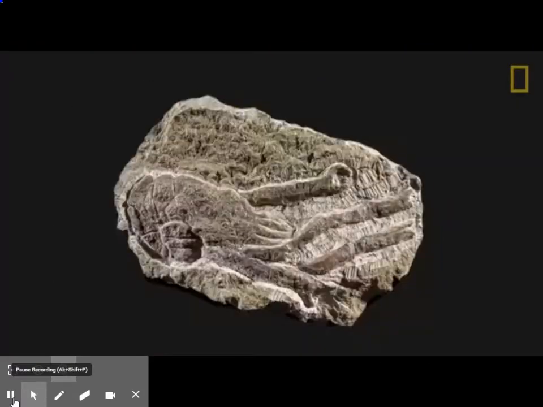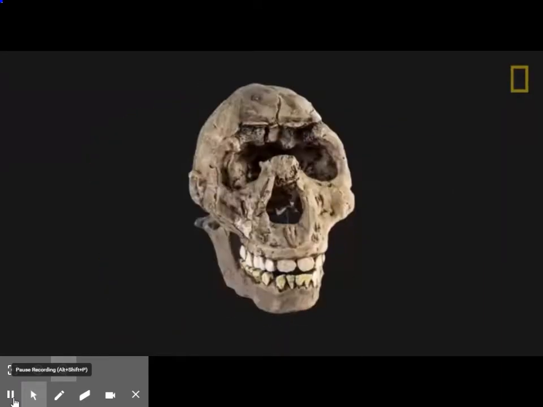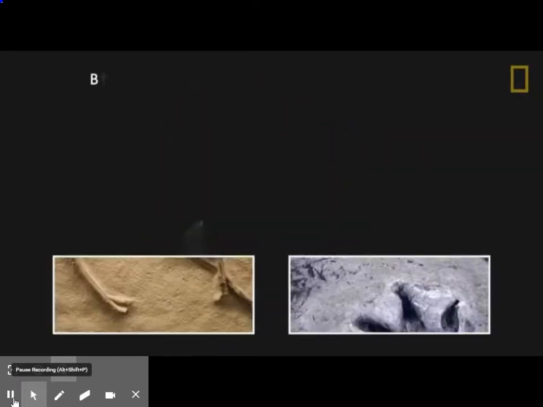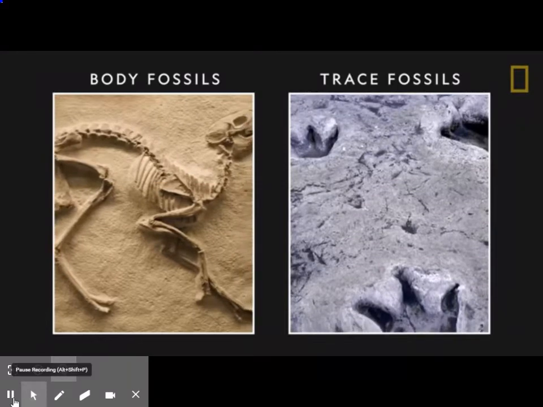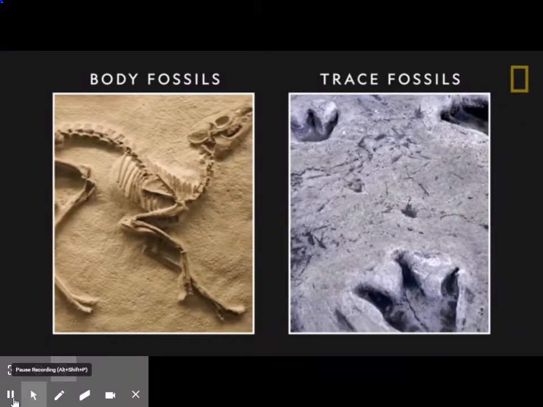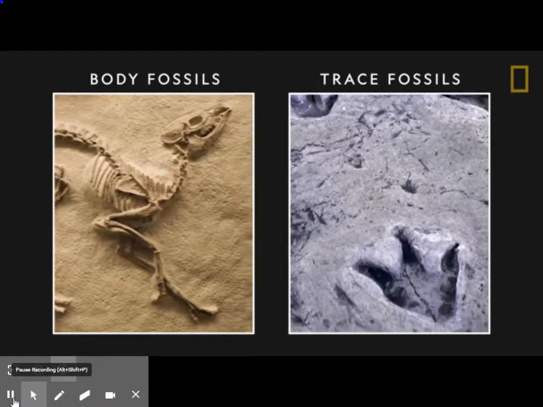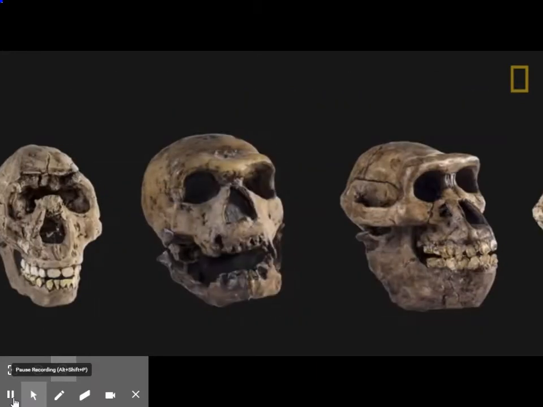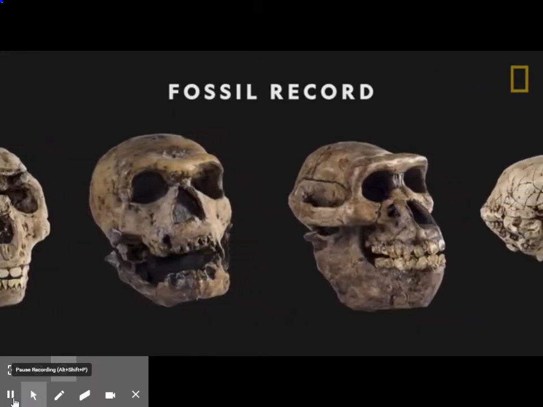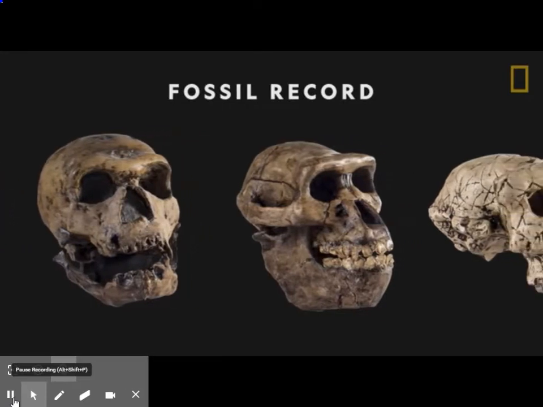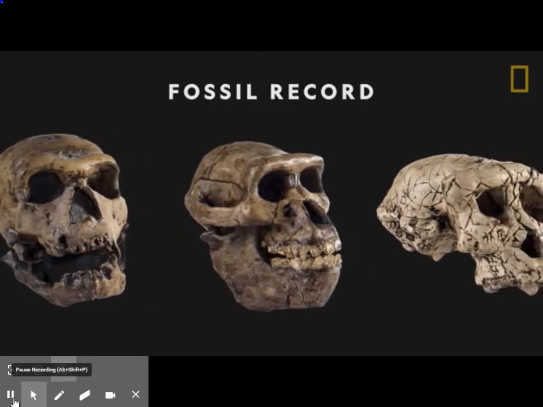While there are hundreds of fossil types, they are often grouped into 2 major categories: body fossils, which are the preserved remains of plants and animals, and trace fossils, which are records of an animal's behavior, such as footprints. Together, they form the fossil record, a primary account that tells the story of life on Earth through stone.